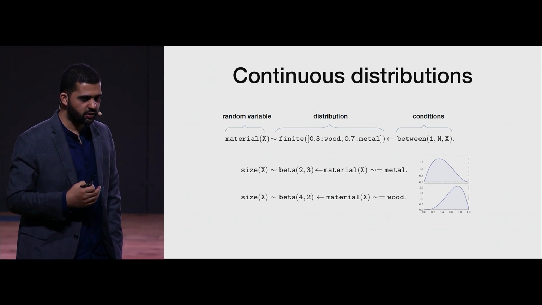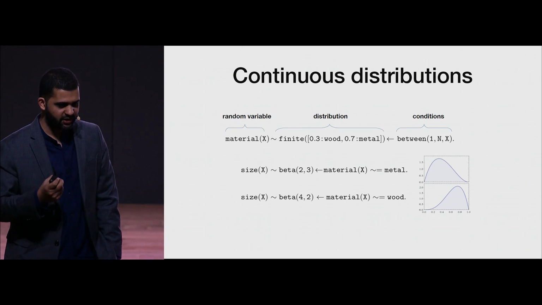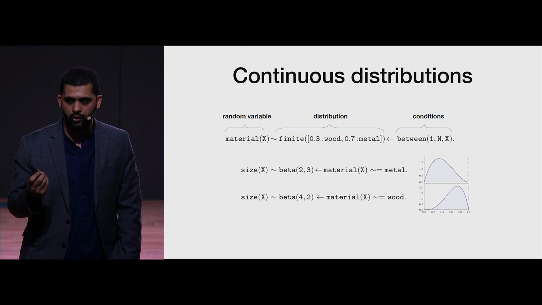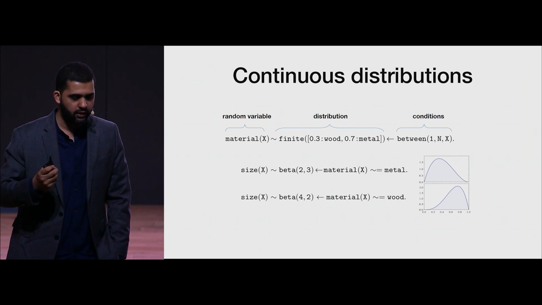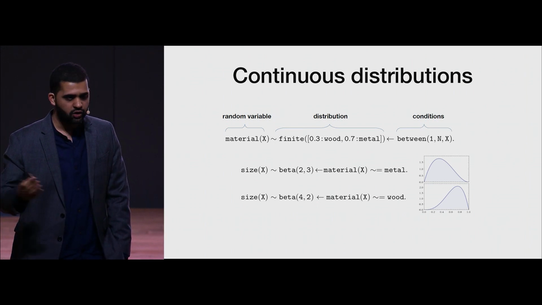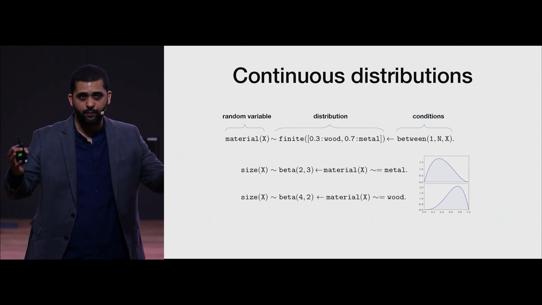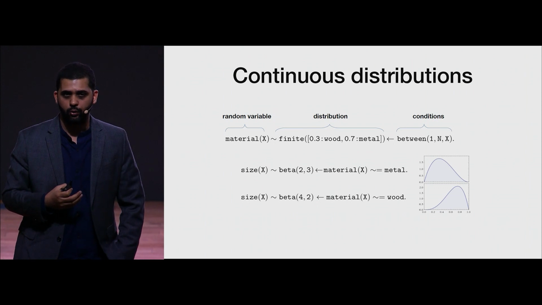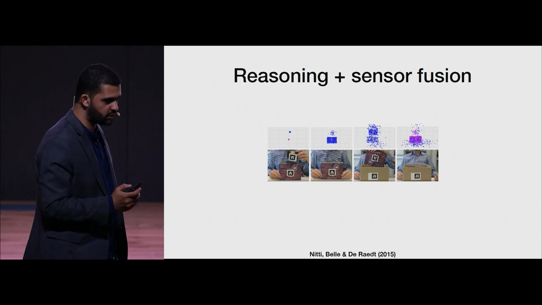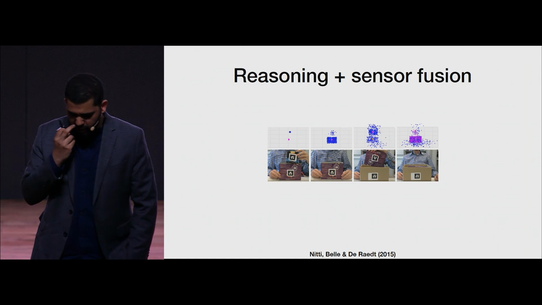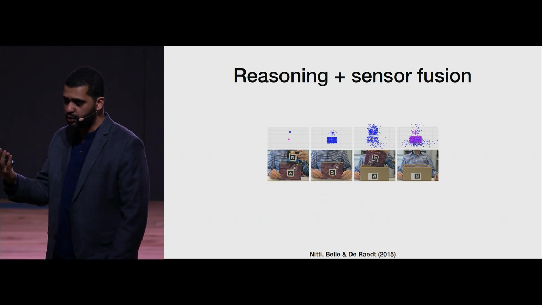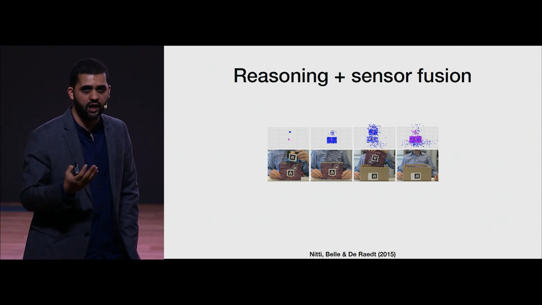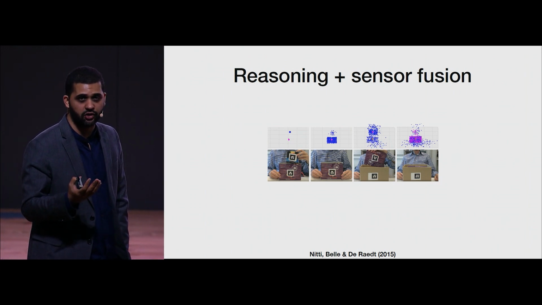What the second and the third constraint are saying is that if your object is metal, then its size is drawn from one of these beta distributions. And if it's wood, it's drawn from another distribution. So you're basically able to capture a fairly complex scenario with different blocks of different sizes using 3 lines of code. To see where this really becomes useful, one of the things we were interested in is trying to understand how you could integrate reasoning into sensor fusion. Now, we all have really good state-of-the-art object detection systems, right?